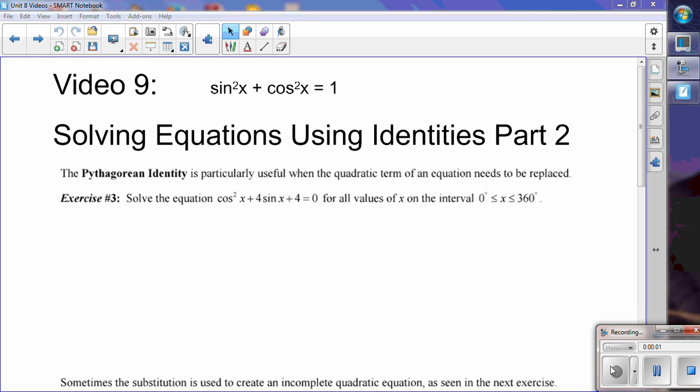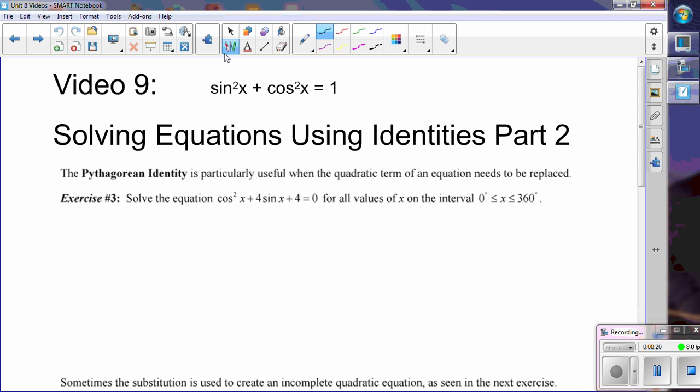This is Unit 8, Video 9, Solving Equations Using Identities, Part 2. In this video, we're going to focus on not only using the Pythagorean identity, which is identified here as an important identity, but also the double angle and the half angle formulas as we need to.